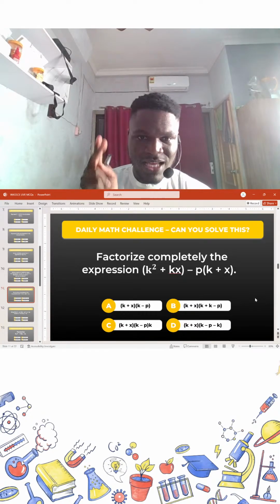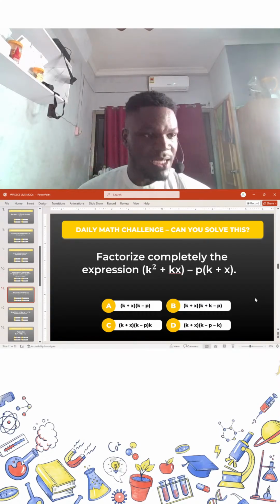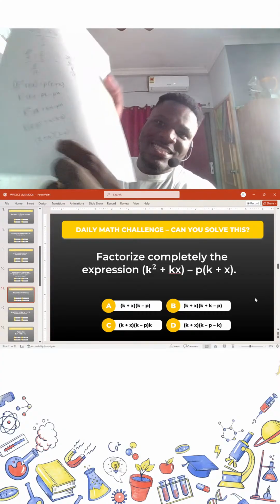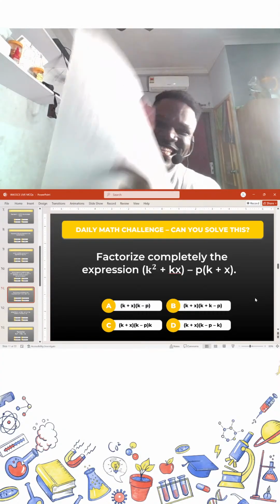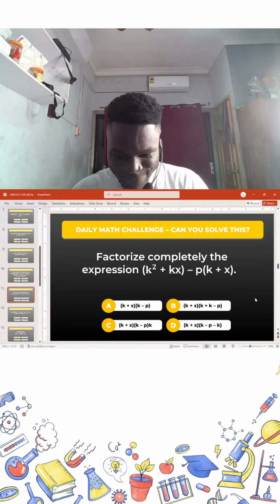So guys, what is the correct answer for this particular problem when we factorize completely this expression? Okay, I already have my answer. I don't know if you guys can see, I already have my answer. Okay, nice.